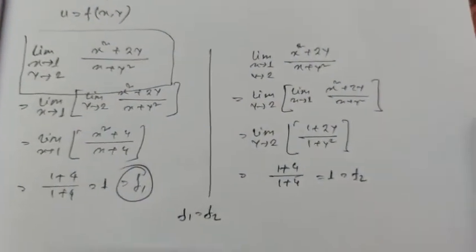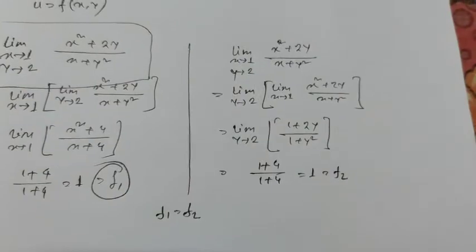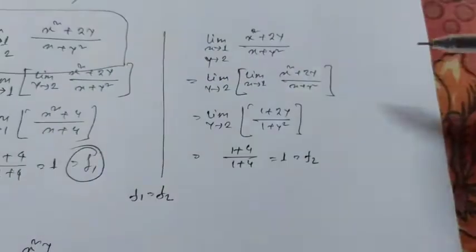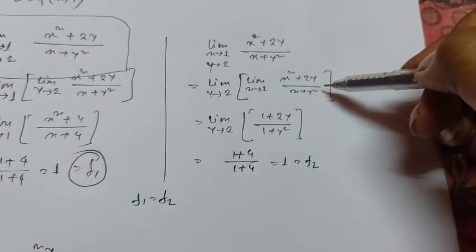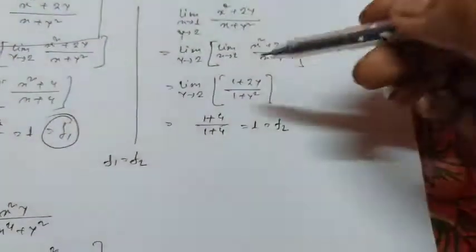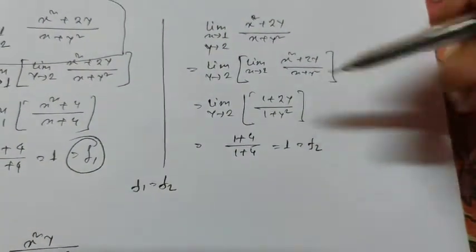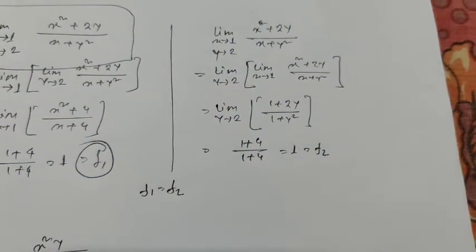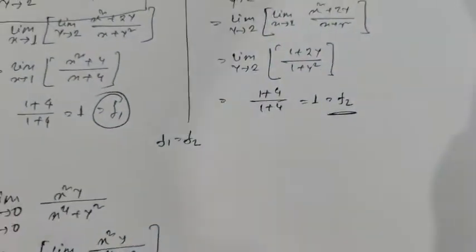Similarly, now we have to find the limit with x tends to 1 and y tends to 2 in the other order. So what do we get? x square plus 2y by x plus y square. Here first we find the limit as x tends to 1, that is limit y tends to 2 of the limit x tends to 1 of (x square plus 2y) by (x plus y square). So here we get limit y tends to 2 of (1 plus 2y) by (1 plus y square). And if we put y tends to 2 here, we get (1 plus 4) by (1 plus 4), that is 1. So we get 1, and we denote this value as f2.